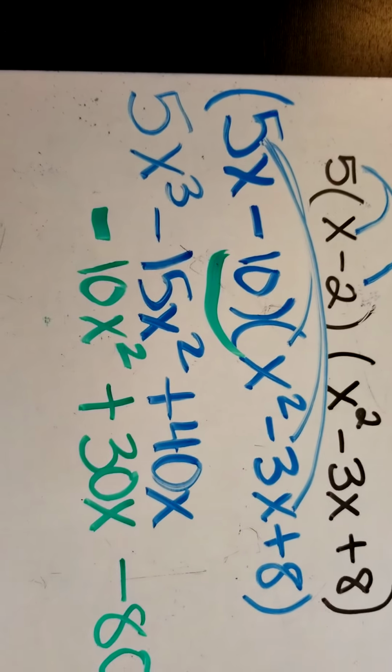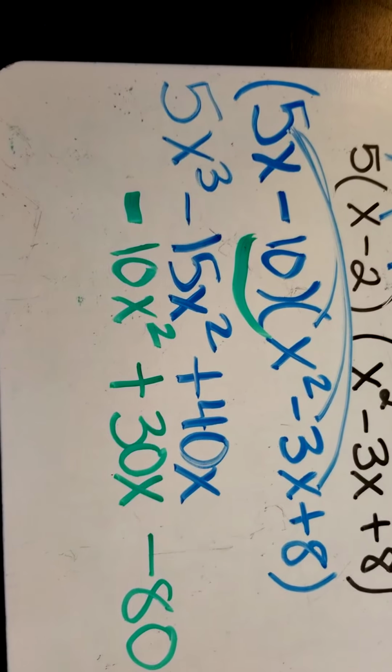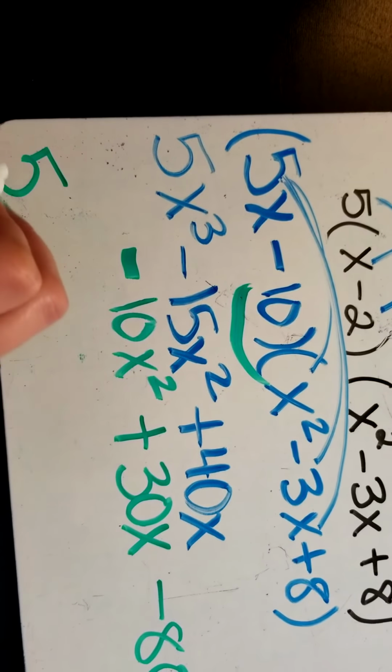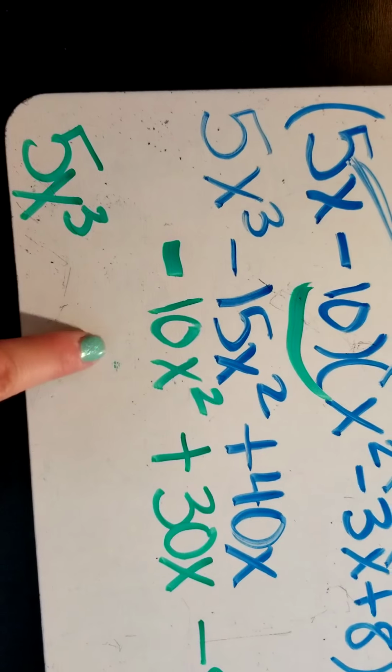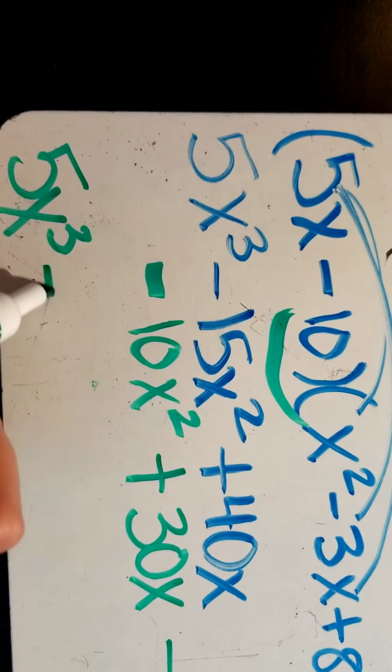And so now that we've done that, you can see that some of them have like terms and some of them don't. And so this one is still left by itself, so we get 5x cubed. We just carry that down. And then here we're going to combine like terms. We have a negative and another negative, so it's still going to turn negative.